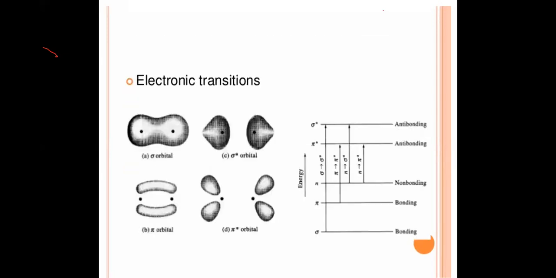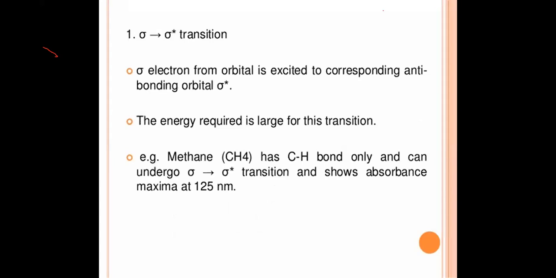So such types of electronic transitions occur, from the ground state to the excited state, known as bonding to anti-bonding. Bonding to anti-bonding phenomenon is observed. So let us start with the different types of electronic transitions observed in UV spectroscopy. The first one is sigma to sigma star type of transitions.